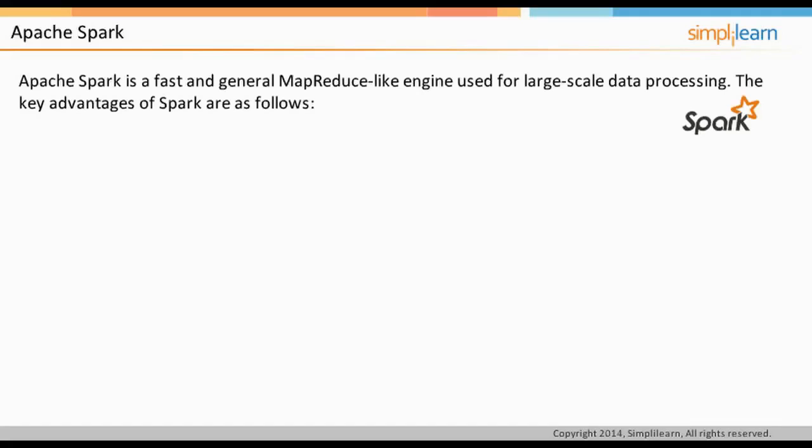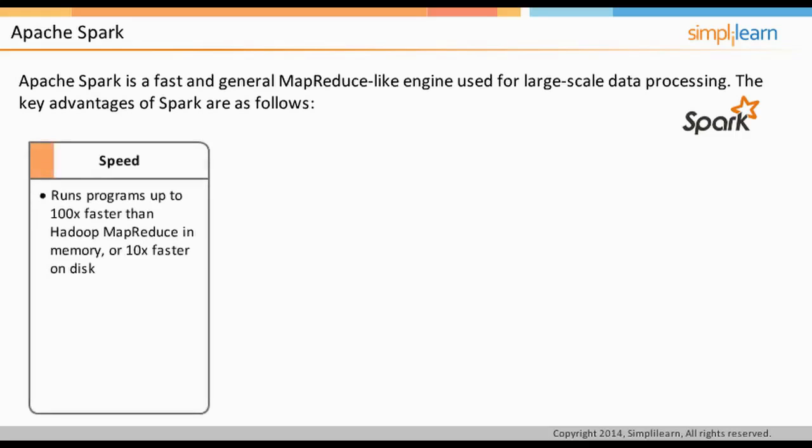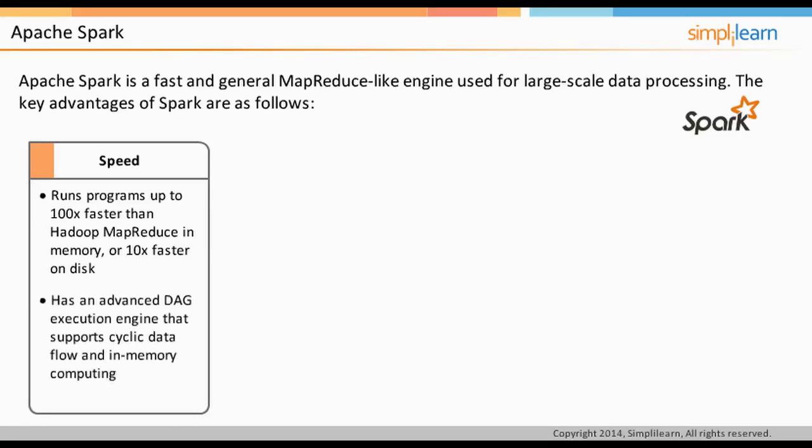Apache Spark is a fast and general MapReduce-like engine for large-scale data processing. Following are the key advantages of Spark. Firstly, Spark has speed. Spark claims to run programs up to 100 times faster than Hadoop MapReduce in memory or 10 times faster on disk. Spark has an advanced DAG execution engine that supports cyclic data flow and in-memory computing.